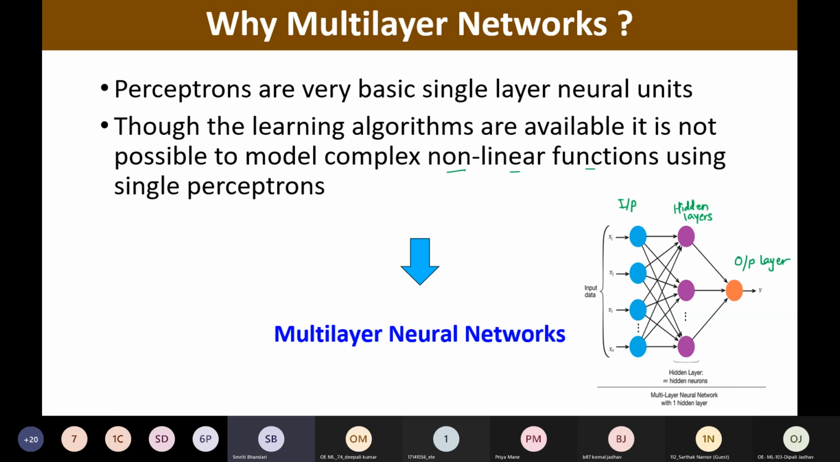And to learn such non-linear functions using multi-layer neural networks, obviously we need some learning algorithm. That learning algorithm is nothing but the back propagation algorithm. So this algorithm we are going to learn in this session, the back propagation algorithm, that is meant for learning multi-layer neural networks.